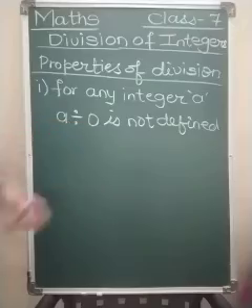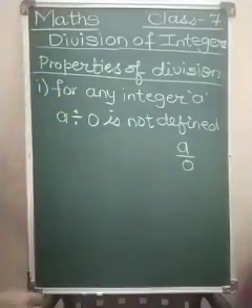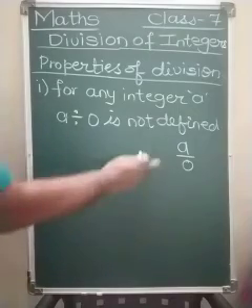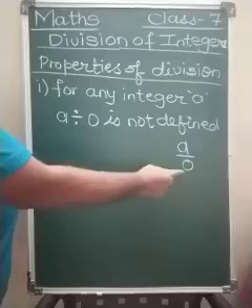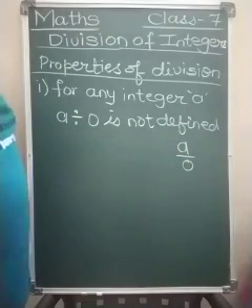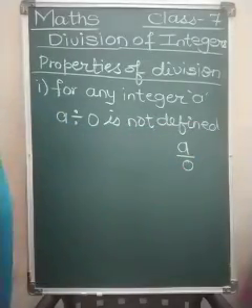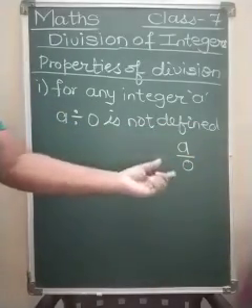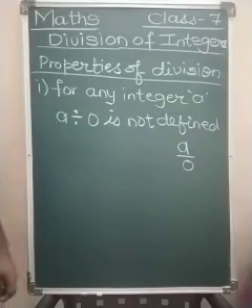When we write a divided by 0, that is a upon 0, division we write here. So this is the numerator, this is the denominator. The denominator cannot be 0. Such a kind of operation is not allowed in mathematics. It is not defined, or we say it is called infinity. A divided by 0 is not defined, or we call it infinity.